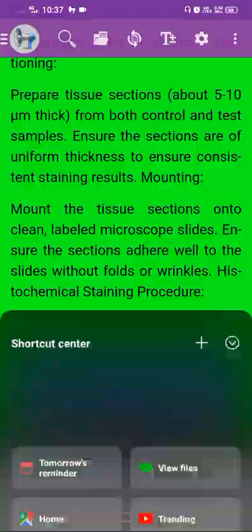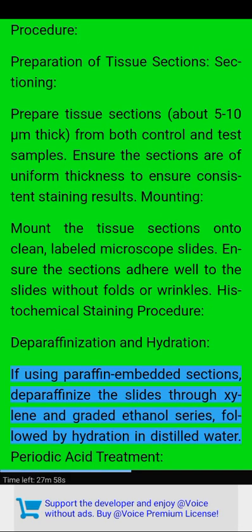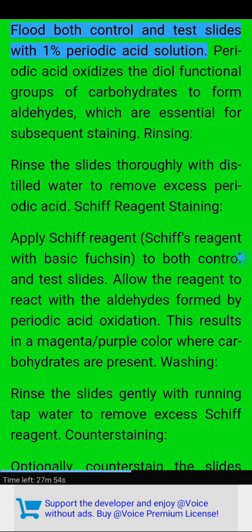Deparaffinization and hydration. If using paraffin-embedded sections, deparaffinize the slides through xylene and graded ethanol series, followed by hydration in distilled water. Periodic acid treatment. Flood both control and test slides with 1% periodic acid solution. Periodic acid oxidizes the diol functional groups of carbohydrates to form aldehydes, which are essential for subsequent staining. Rinsing. Rinse the slides thoroughly with distilled water to remove excess periodic acid.